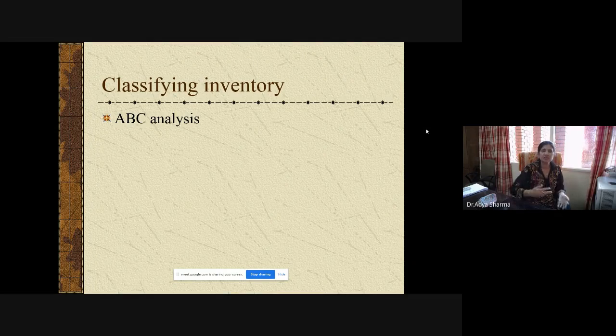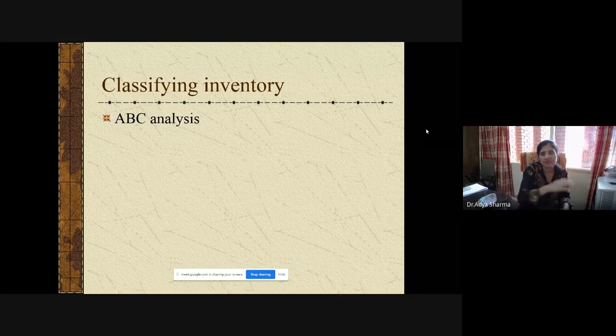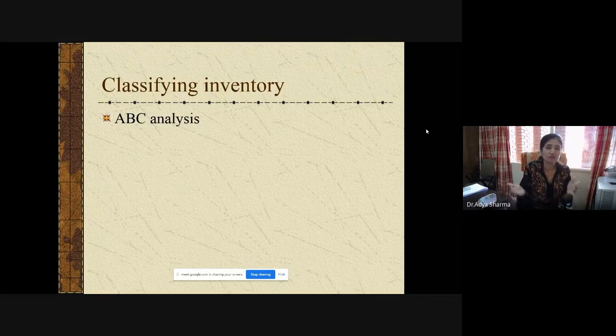Now, the question comes, so how do I classify inventory? Usually, how the classification is done is by the ABC analysis. On a very basic level, what is ABC analysis? We will not go into the details as such. It is classifying the inventory on the basis of the important parameters as defined by any organization.